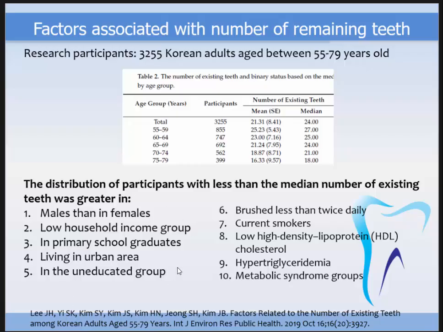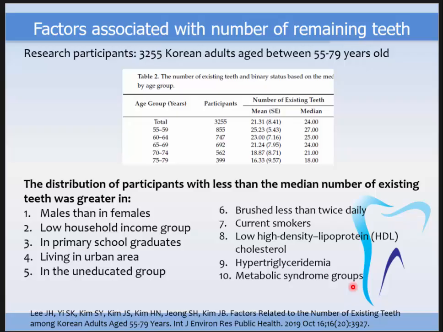I would say all this is not something new. But what we can see here are the factors that we can say are modifiable. Okay, the ones above probably cannot be modified. So it's the attitude as well, or the practice. People who brush less than 2 times a day have more tooth loss. Current smokers, low HDL cholesterol, hypertriglyceridemia, people in the metabolic syndrome group, they have a higher risk.